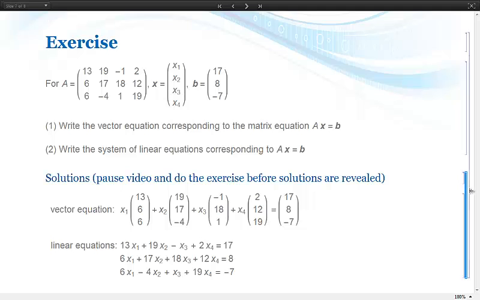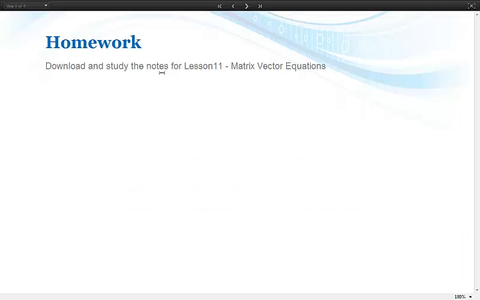Okay, so hopefully you found those solutions, or at least didn't find this explanation too difficult. For homework, please download and study the notes for Lesson 11, Matrix Vector Equations, and we'll look at those when we hopefully return to class on Wednesday.